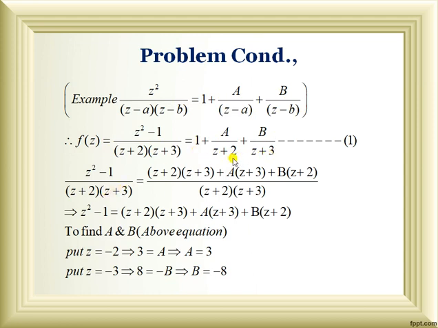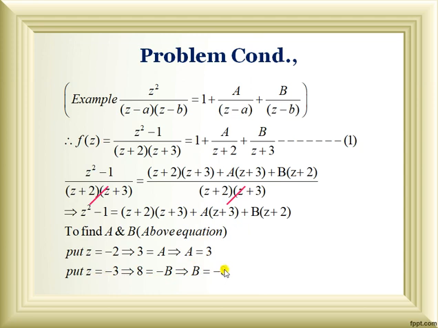After taking LCM, the denominator gets cancelled, and the remaining terms are z square minus 1 is equal to z plus 2 into z plus 3 plus a into z plus 3 plus b into z plus 2. Replacing z equal to minus 2, I get a is equal to 3. When I replace z equal to minus 3, I get b is equal to minus 8.